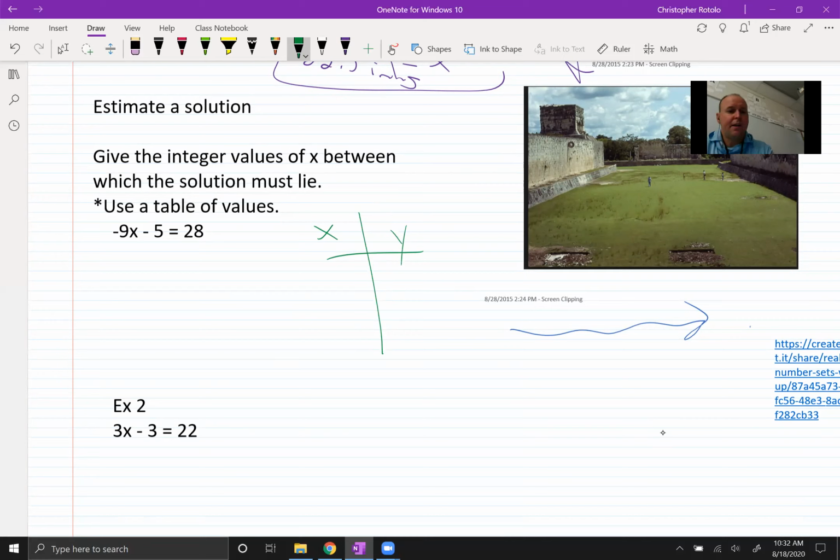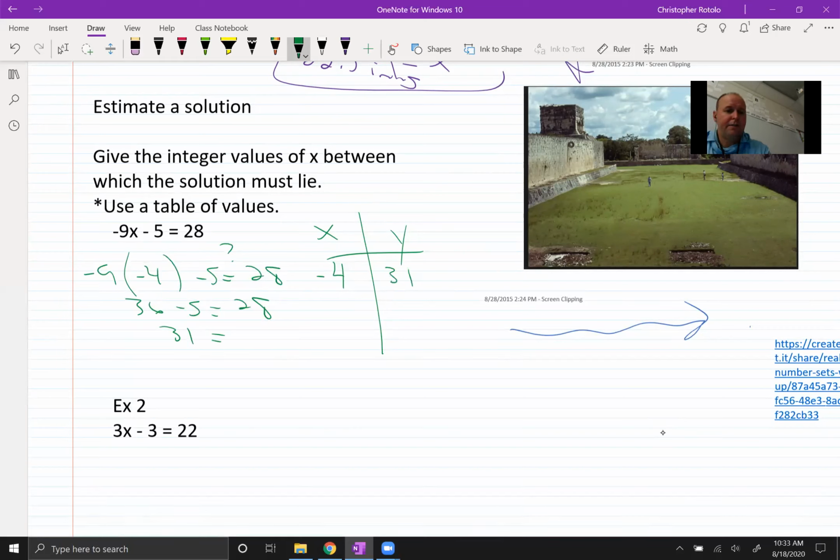So I might say, well, if I know 9 times 4 is 36, let's try negative 4, because I want to change the signs. So negative 9 times negative 4 minus 5 equals 28, question mark. Well, 36 minus 5 is 31, so we're pretty close, right? So that gave me 31.